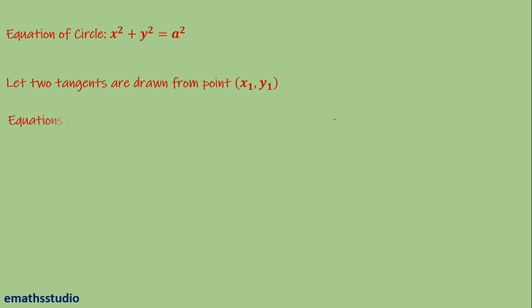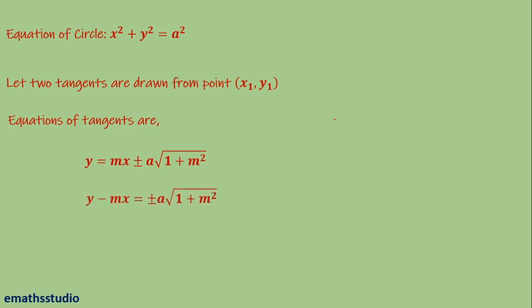Now equations of these tangents can be written as y is equal to mx plus or minus a into root of 1 plus m square. Now taking mx to left hand side, it becomes y minus mx is equal to plus or minus a into root of 1 plus m square. Squaring both sides of this equation, it becomes y minus mx the whole square is equal to a square into 1 plus m square.